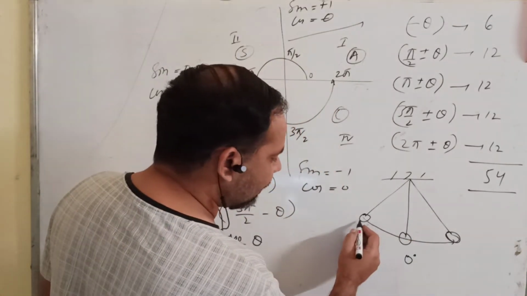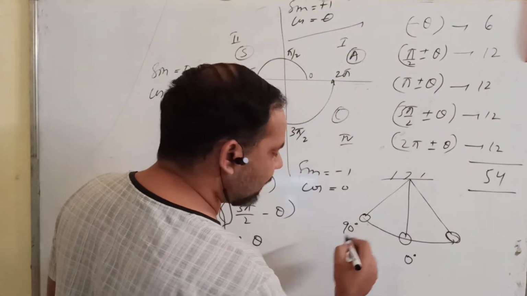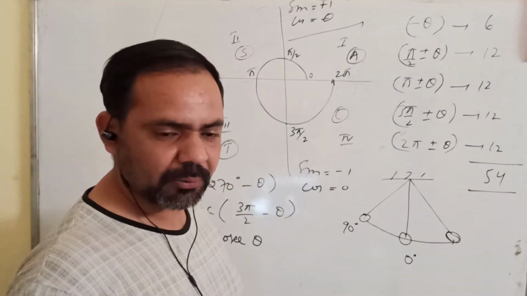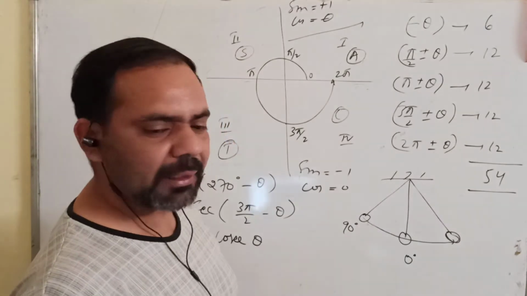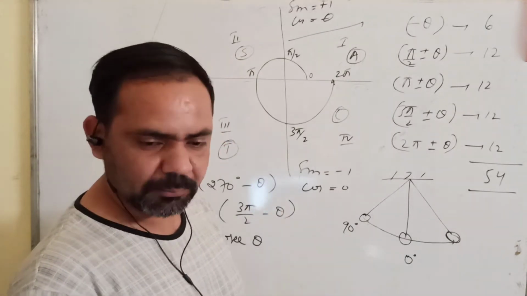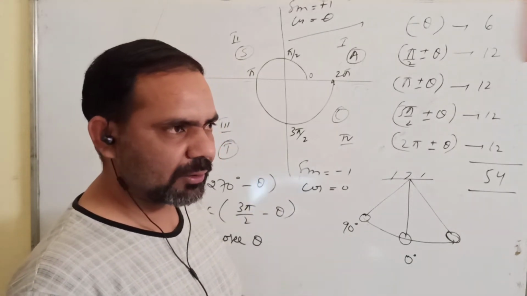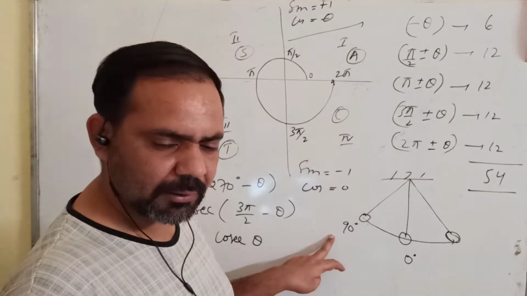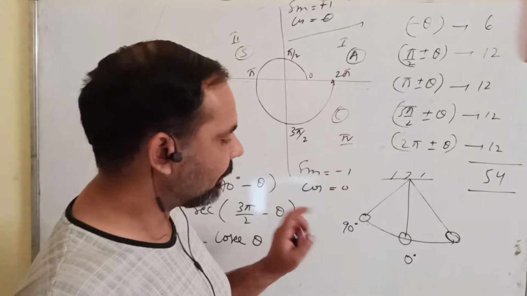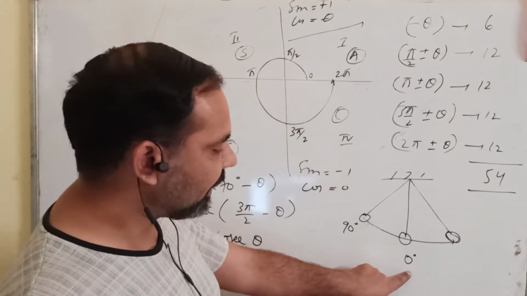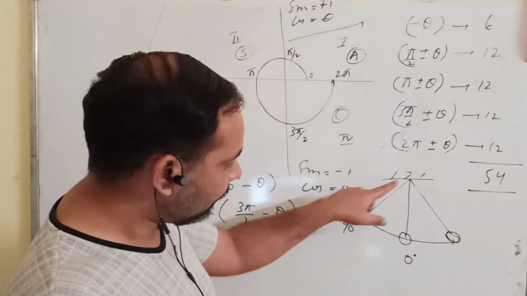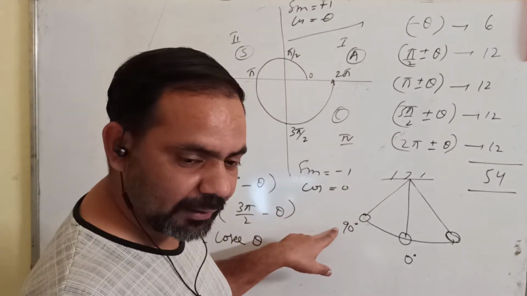Now when it reaches this point, its angular displacement is 90 degrees. Angular displacement, don't get confused with the word. I will tell you afterwards when the chapter comes, your chapter number 4. In the 4th chapter there is a term called angular displacement. That time I will tell you. So at the mean position it is 0. Then at one of the extreme positions it is 90 degrees.